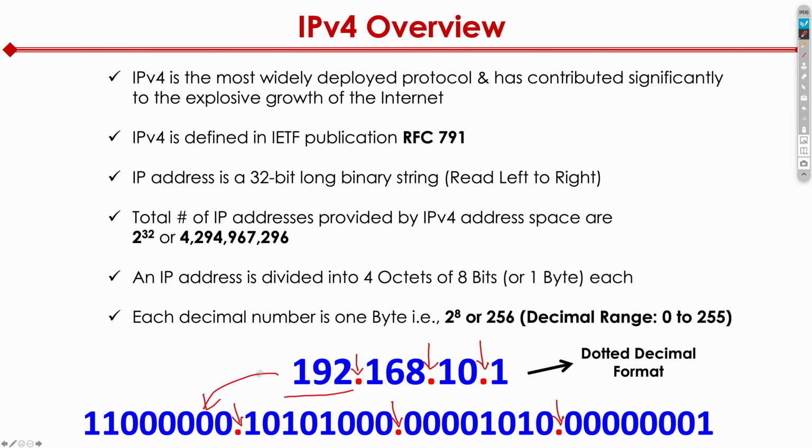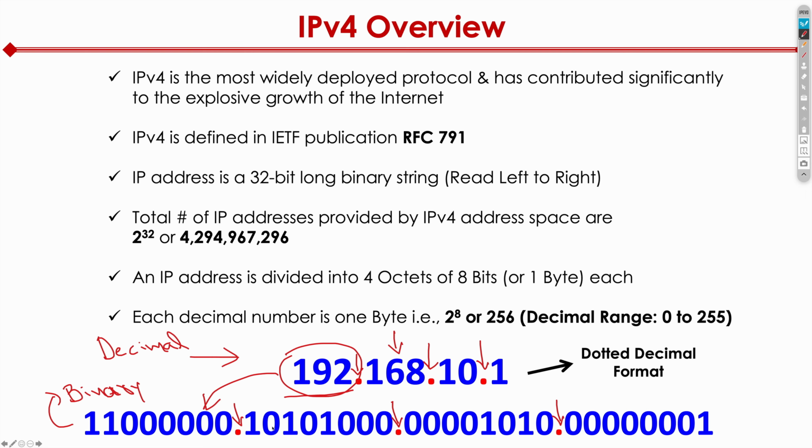Up at the top, we have the decimal format, which we're familiar with, right? But computers understand binary. And that's why we need to understand binary as well, because we need to understand the binary math in particular to be able to deal with IP addressing. So as I mentioned, the first octet 192 translates to 11 and a bunch of zeros. Then the second octet translates to 168.